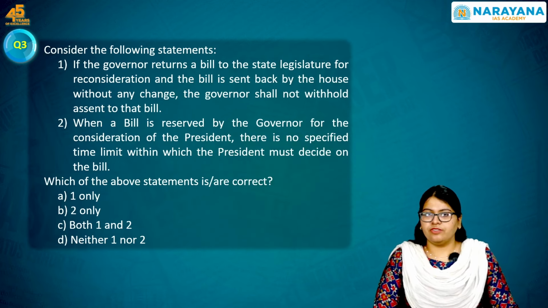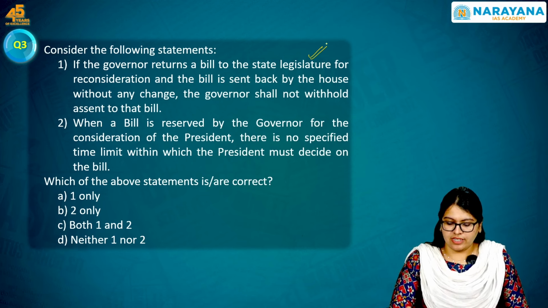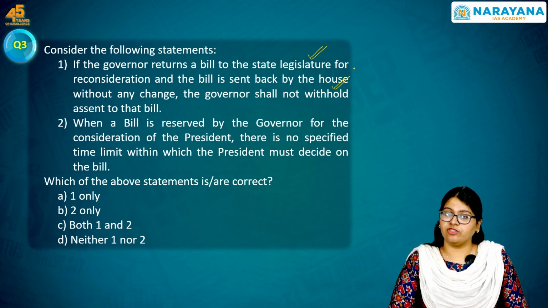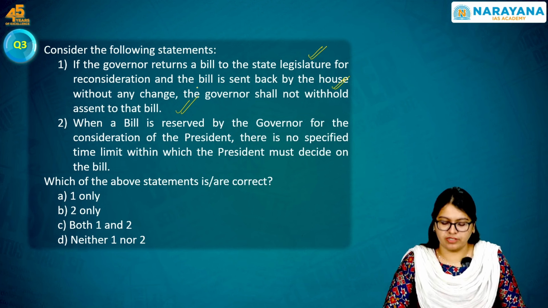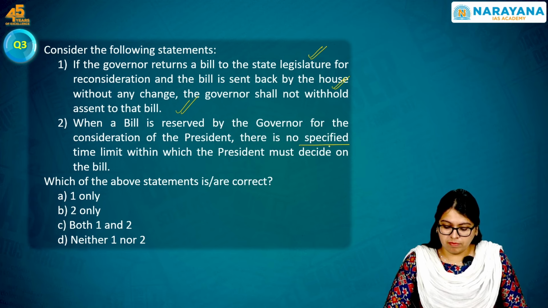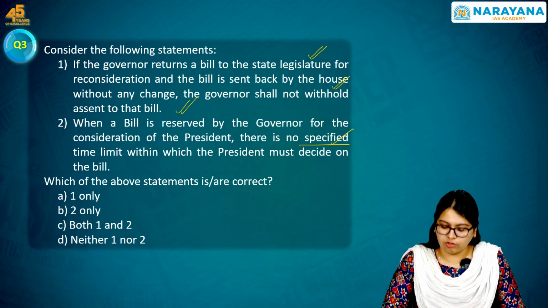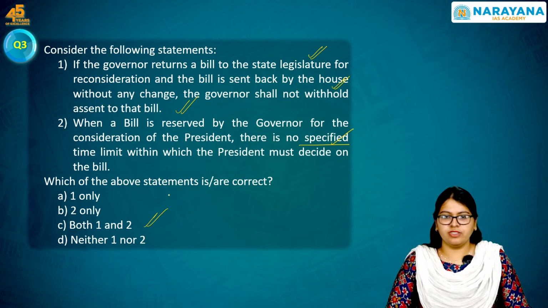The third question reads, consider the following statements. If the governor returns a bill to the state legislature for reconsideration and if the bill is sent back by the house without any change, the governor shall not withhold the assent to that bill. This particular statement is correct. The second statement reads, when a bill is reserved by the governor for consideration of the president, there is no specified time limit within which the president must decide on the particular bill. This is also correct. So going by these two options, the answer will be option C, that is both 1 and 2.